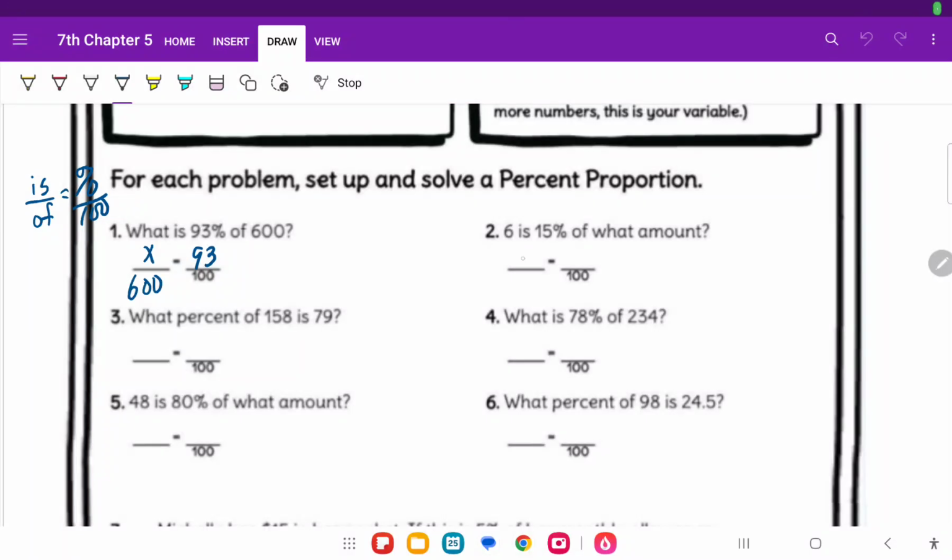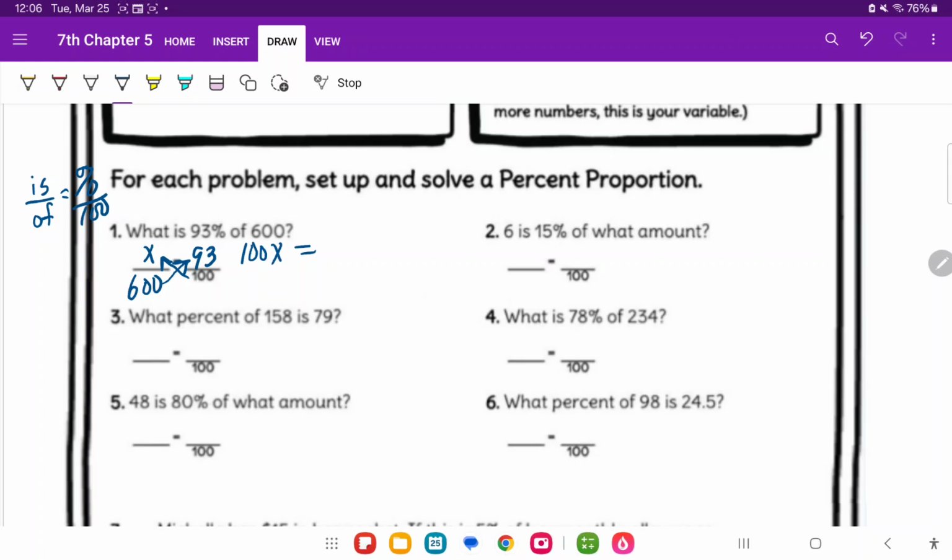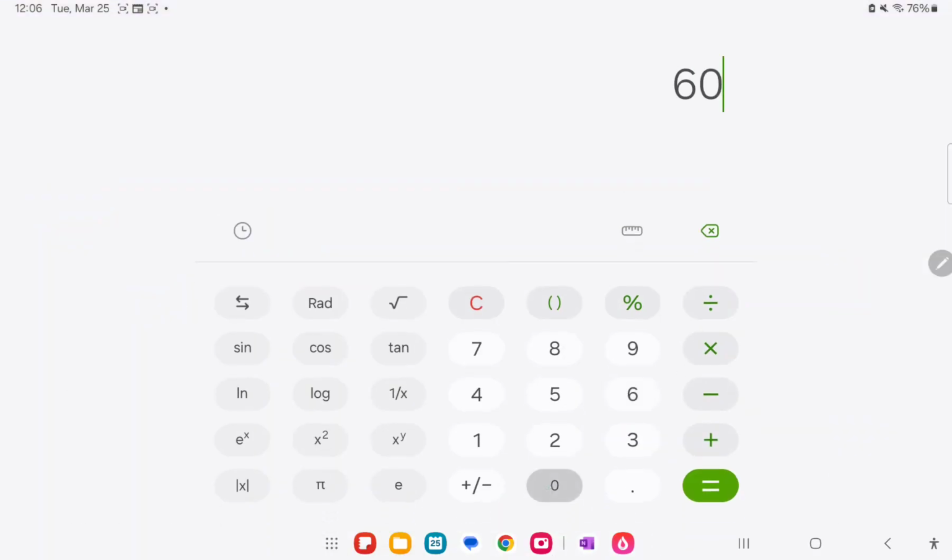Okay, so we're going to pick it up here and finish number 1. So we're going to cross multiply, right? So we got 100 times x, that's 100x. And then 600 times 93. So we're going to go to our calculator and do 600 times 93.